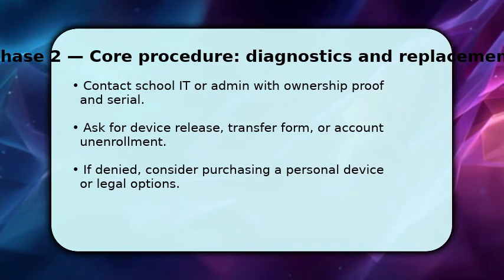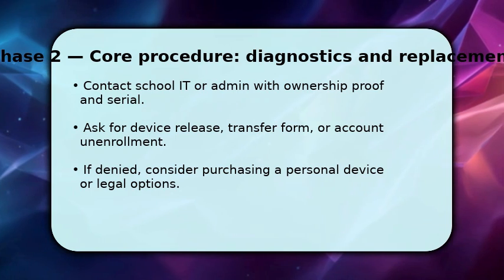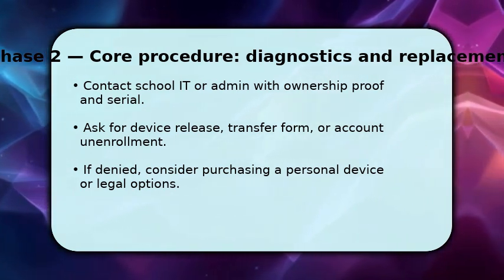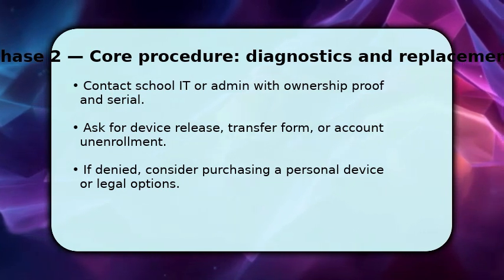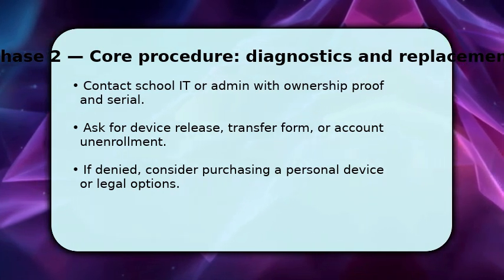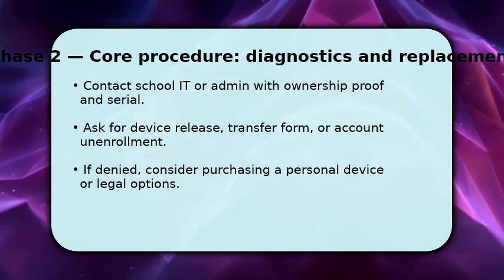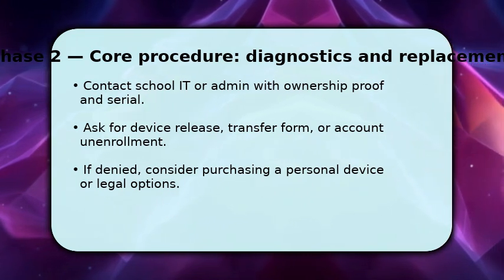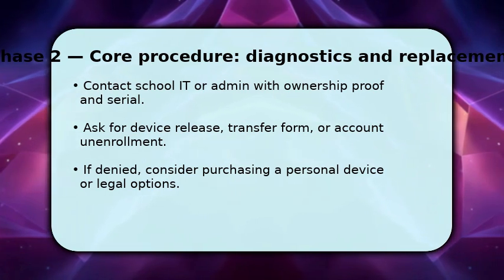Next, contact the school IT department or administrator and present proof of ownership or a legitimate reason for release. This is the proper channel. Once they confirm, ask them to remove the device from their admin console, unenroll the managed account, or provide a transfer form. If the school refuses, make sure to explore lawful alternatives such as buying a personal Chromebook or requesting an official appeal. These paths respect policy and avoid damaging system integrity or violating terms of use.